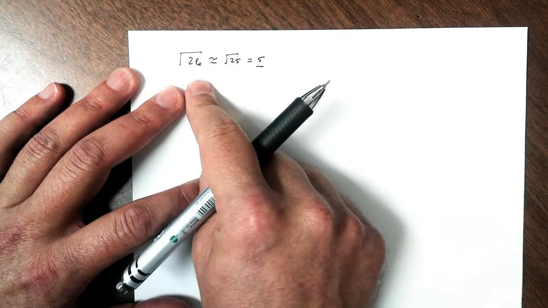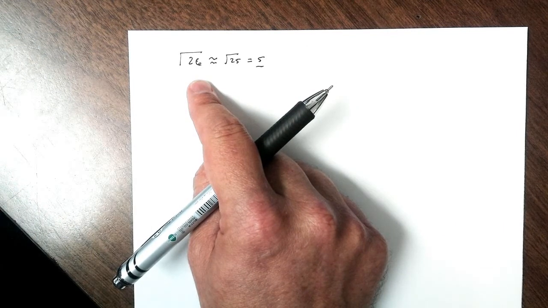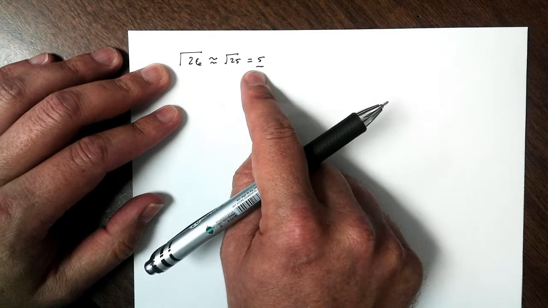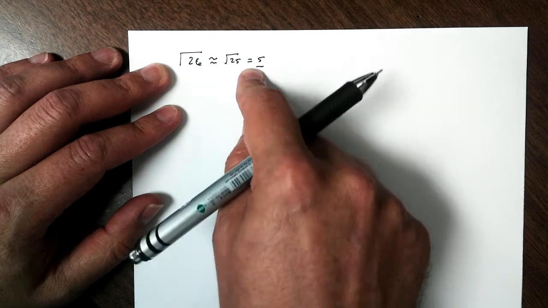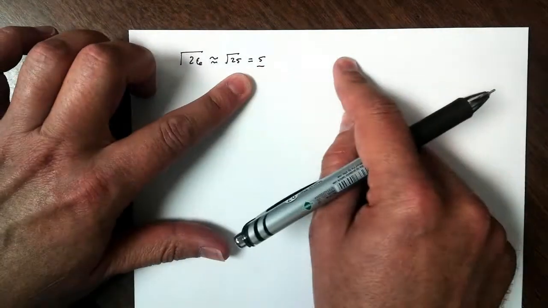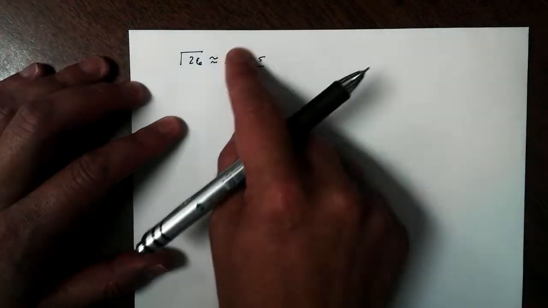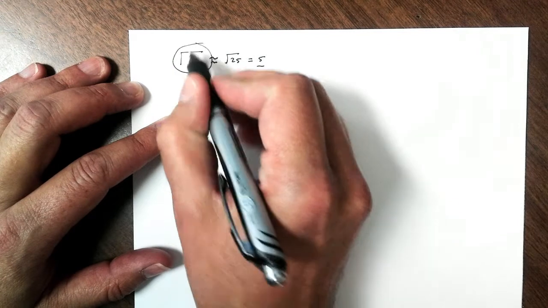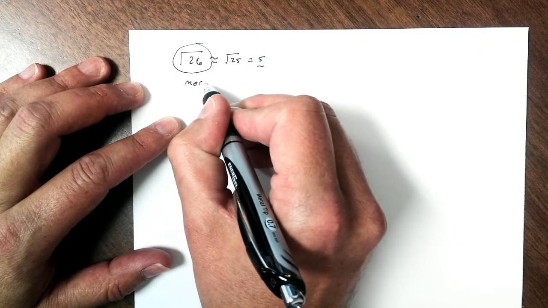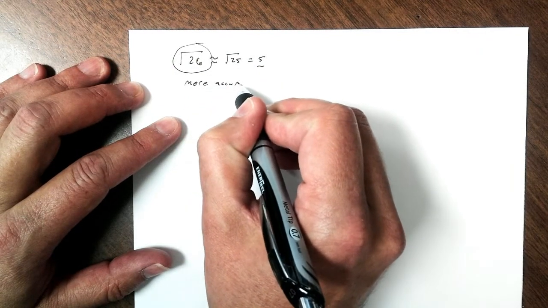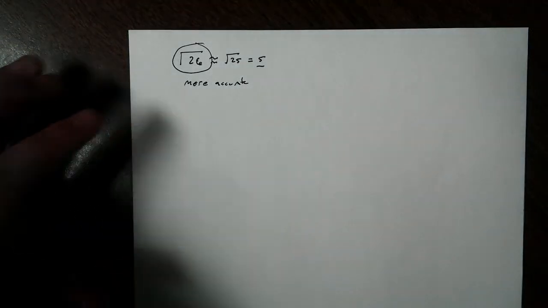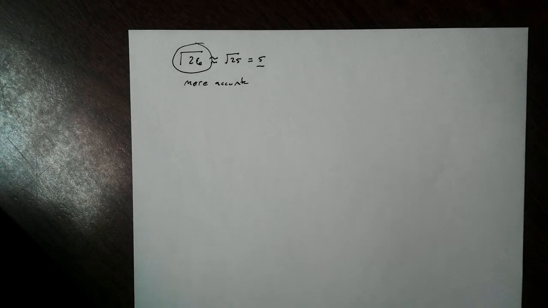So in the old days, back in Algebra 1, if your teacher would say, okay, approximate the square root of 26, you could say it's about 5, because it's closer to 5 than it would be to 6. So we're going to talk today about how we can be more accurate. Can we be more accurate in order to find the square root of 26?